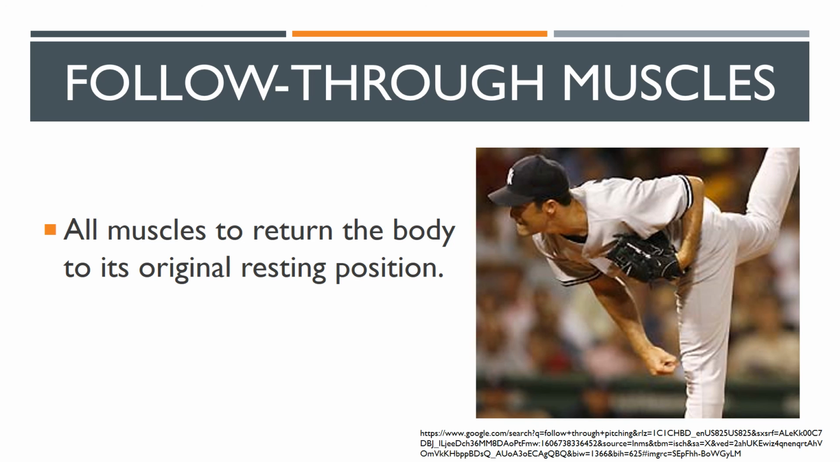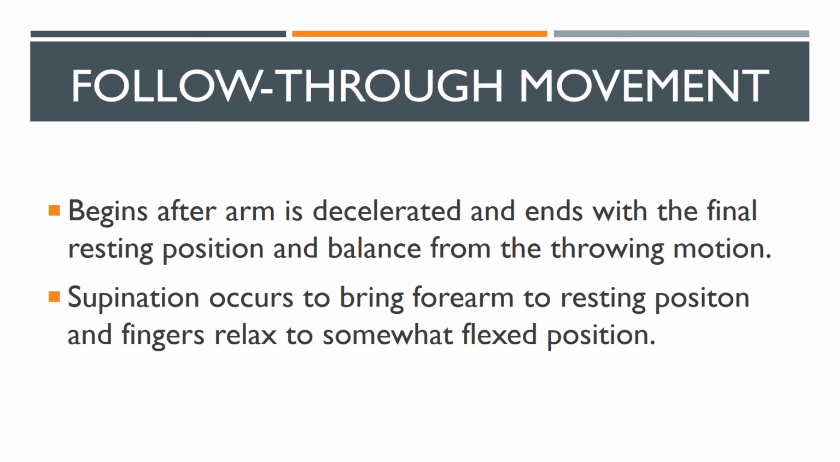The follow-through muscles include all the muscles to return the body and the hand and wrist to its natural resting position. It begins after the arm is decelerated and ends with the final resting position and balance from the throwing motion. Supination occurs to bring the forearm to a resting position by the side, and fingers relax to a somewhat flexed position.